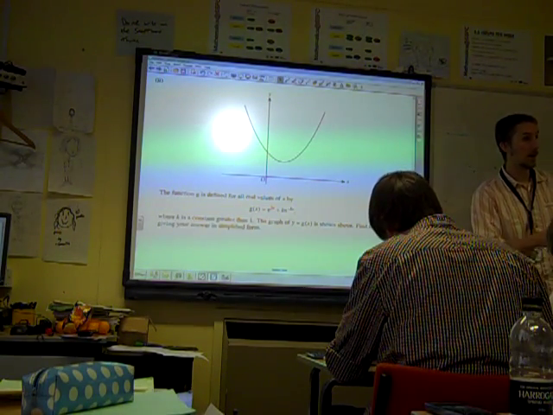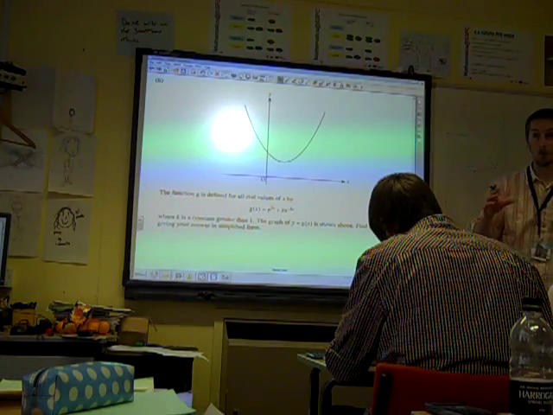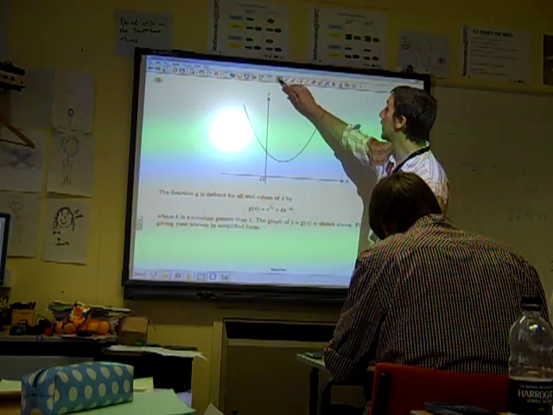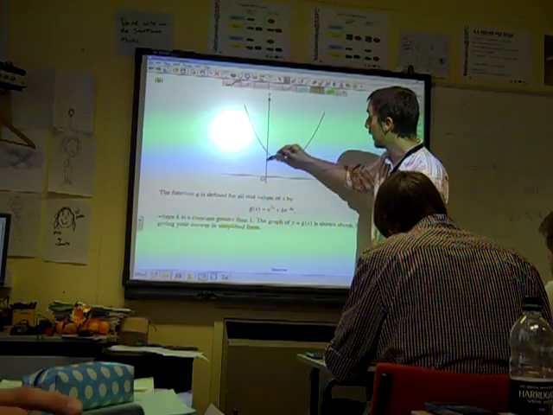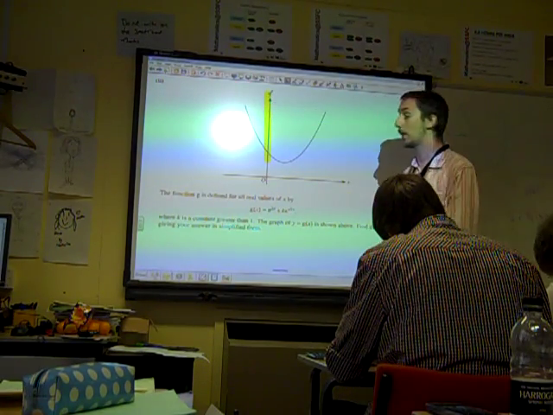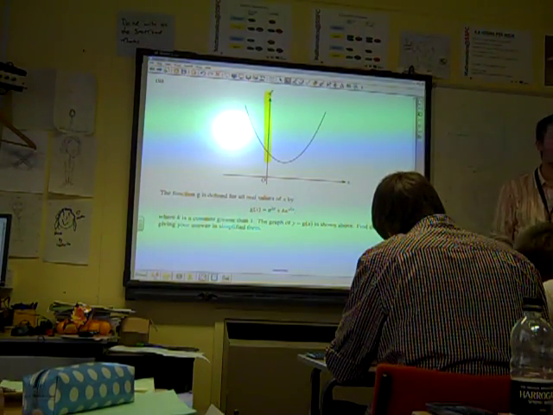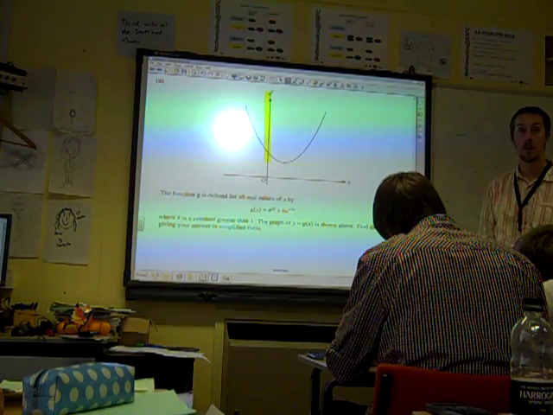Remember, the domain is the set of inputs, and so the range, what this is saying, is find the set of y values, the outputs that you get from this function.